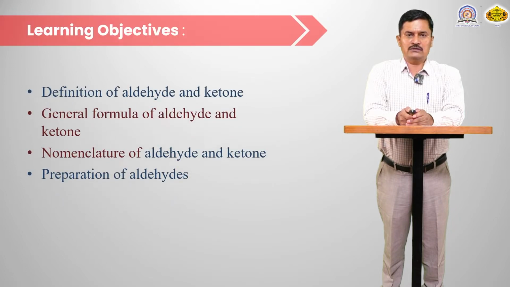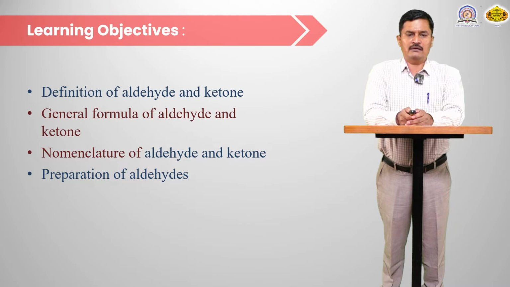Aldehydes and ketones have a general formula, where the carbonyl carbon is present in the alkane, that is, one of the carbon atoms of the alkane is in the form of a carbonyl carbon. If the carbonyl carbon has R groups attached on both sides, that is known as a ketone, and if the carbonyl carbon has an R group on one side and a hydrogen on the other, that is known as an aldehyde. So aldehydes are RCHO, and ketones are RCOR.